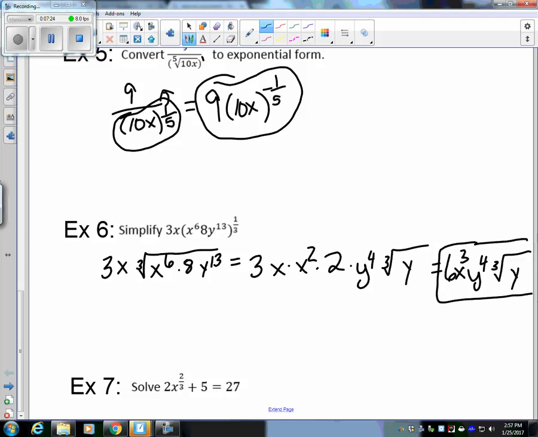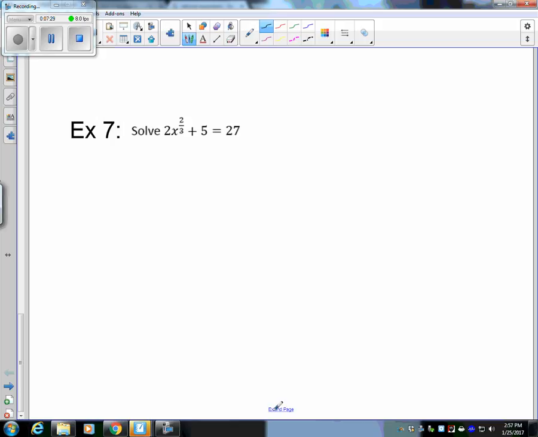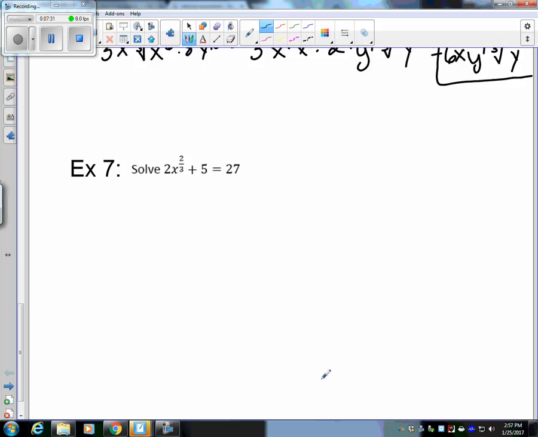Last example. Now we have to solve. Also with solving, I would convert to radical form. You can keep it in exponential form when you're solving, but I would change any exponents that are fractions, change them to radical form. It just makes it a lot easier. So 2, the x is the only thing that's the base, the 2 is not. It's 2 times x, so it's 2 over 3. So converting this, we have cube root of x squared plus 5 equals 27.